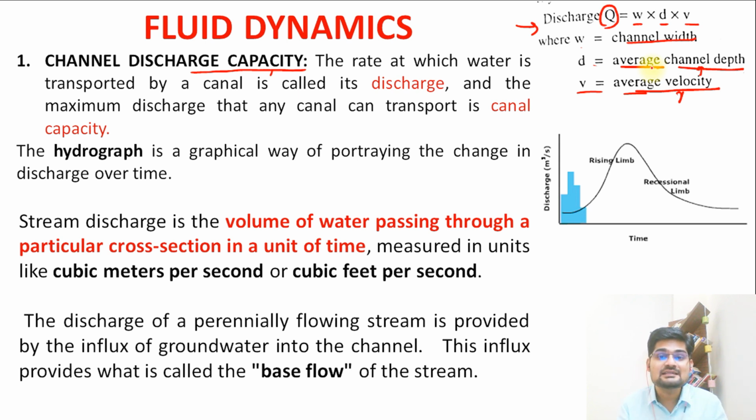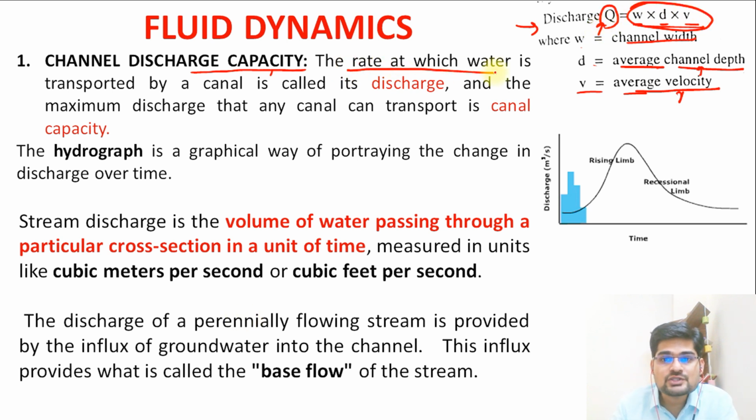Similarly, in the center, it is more fluid, it is more mobile, it has more velocity, and at the periphery, the channel does not have that much velocity. So average velocity will be calculated. So remember, it says W d V is the calculation of this Q. So Q is the discharge capacity.